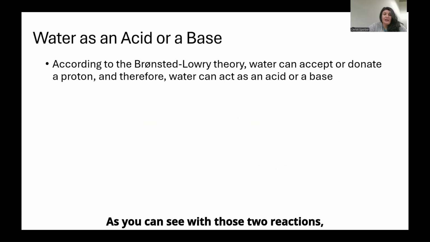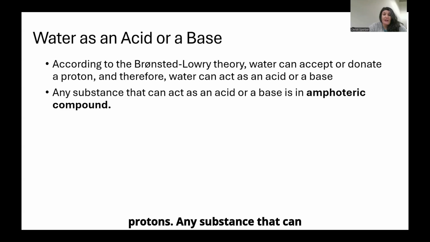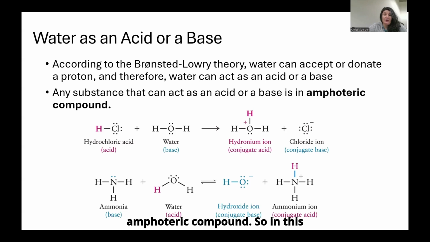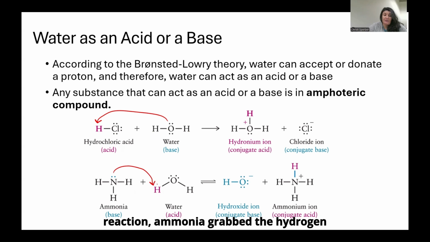As you can see with those two reactions, water can act as an acid or a base, according to the Bronsted-Lowry theory, because it can either accept or donate protons. Any substance that can act as an acid or a base is called an amphoteric compound. So in the first one, water grabbed the hydrogen from the acid and created a hydronium ion, so it acted as a base. In the second reaction, ammonia grabbed the hydrogen from the water, and the water donated this hydrogen, and the water acted as the acid.